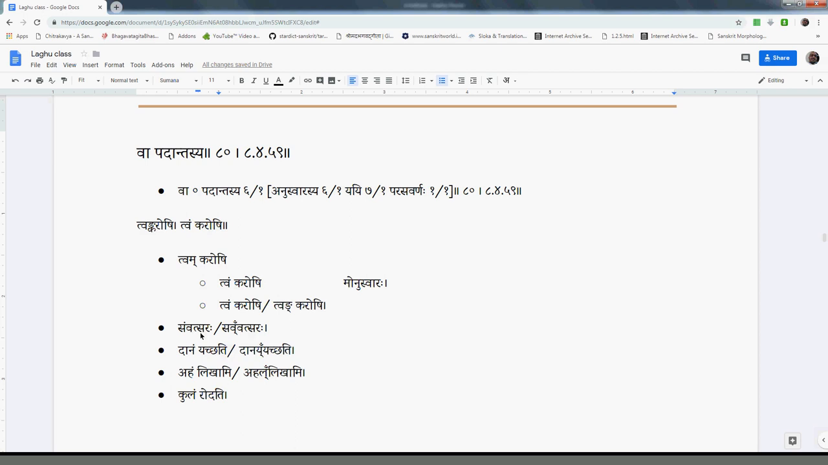Other examples given are samvatsaraha. Here sam's makara has become anuswara. Samvatsaraha, or it will become parasavarna. What is the parasavarna? Vakara here. Vakara's parasavarna will be vakara's savarna itself. There are two: one is anunasika, one is ananunasika. So here you will get a nasalized vakara. So nasalized or non-nasalized, for makara, if it is parasavarna, it will be nasalized vakara. So you will get samvatsaraha. Danam yachati or danai yachati. Mostly in chanting you will hear these forms. Samvatsaraha, danai yachati, aham likhami.